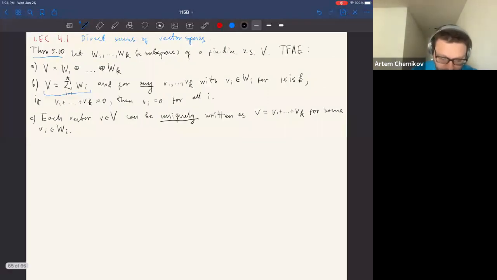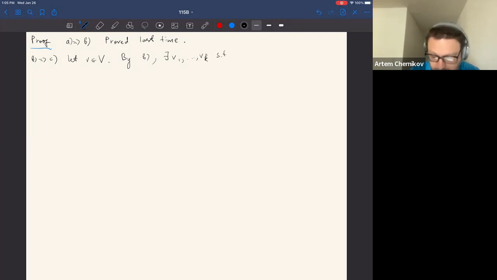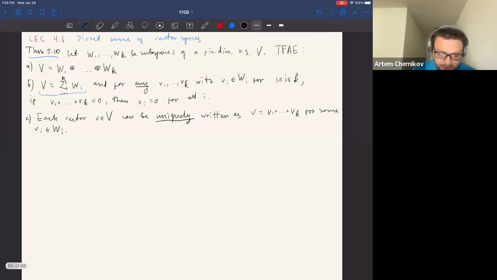We assume B. B tells us that for any choice of the Vi's, if the sum is zero, then each of them is zero. So we're showing that B implies C. Assume that V is an element of the vector space V. Now by B we know that there exist some vectors V1 through VK such that Vi is an element of the subspace Wi, and V is the sum V1 plus V2, et cetera, plus VK. So we can write V as a sum like this.